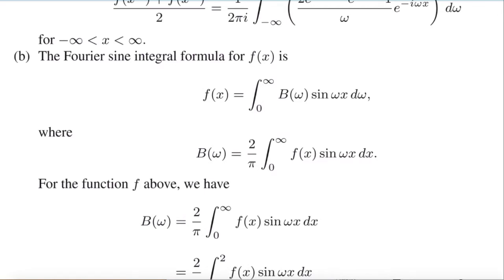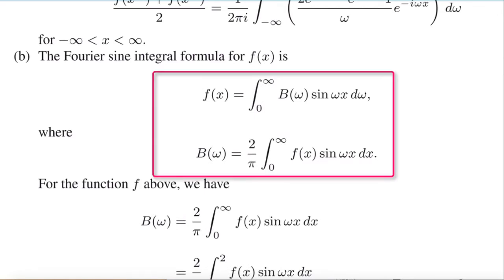The Fourier sine formula is given here. You remember, for the sine, we use the odd extension. So we take the function, which is defined from 0 to 2, and we do the odd extension, which defines it also from minus 2 to 0. And then we could find the sine integral representation with the coefficient b of omega by integrating the function f with the sine from 0 to infinity, and we did get the additional 2 here on top.